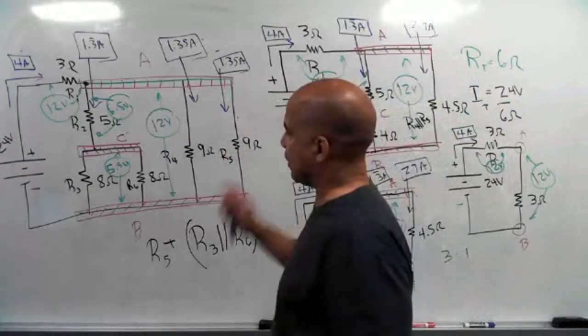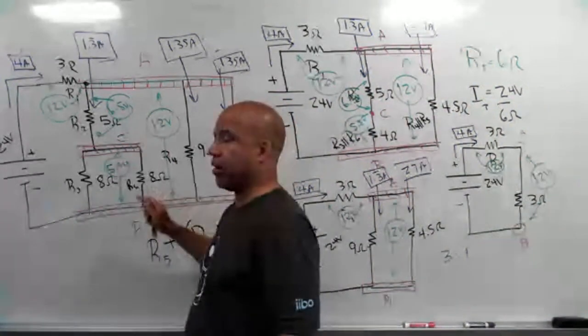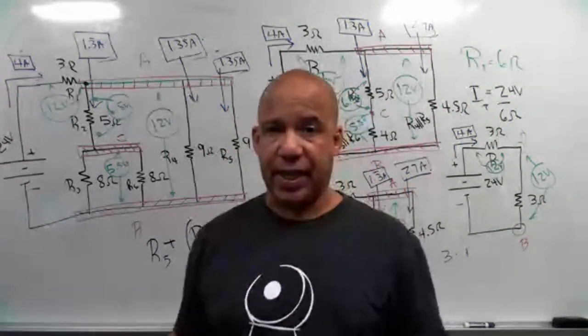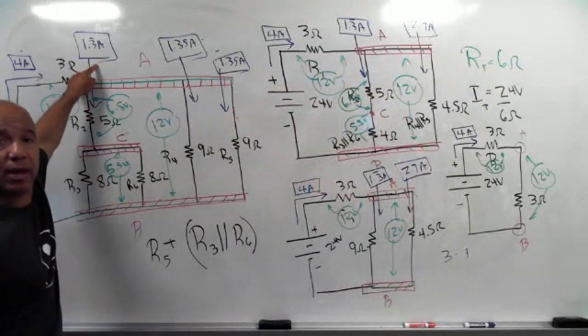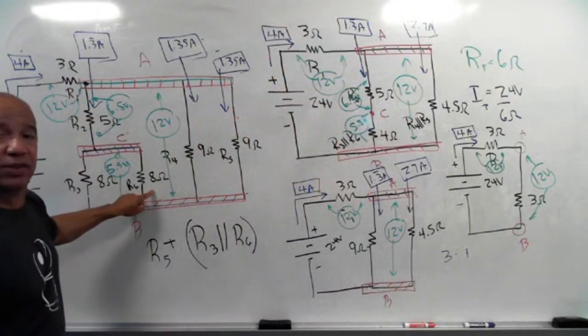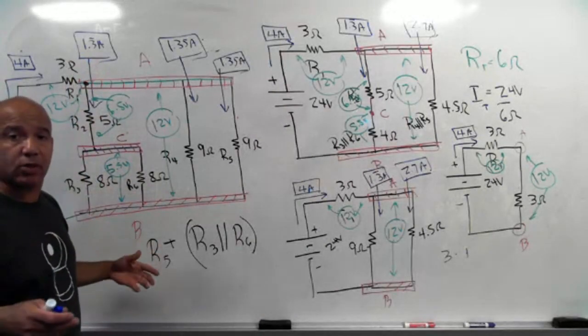I move over here to see what I'm missing. And all I'm missing is the current in R3 and the current in R6. That's really easy because I know the current going into node C is 1.3 amps. Since these resistors are the same, that 1.3 amps is going to split equally. Only a half of that.